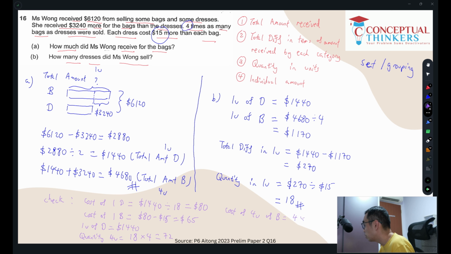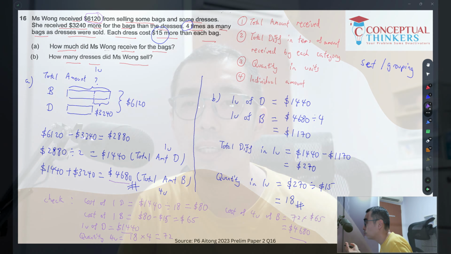So I can calculate the cost of 4 units of bags. I take 72 and multiply with $65. So 72 times 65, I'm going to get $4,680. So it actually matches my total here. For the last calculation, I can just add these two up, and you will notice that I will reach $6,120. Which means my calculation actually makes sense when I get my answer for 1 unit as 18. This is the way that I do my checking for this question.